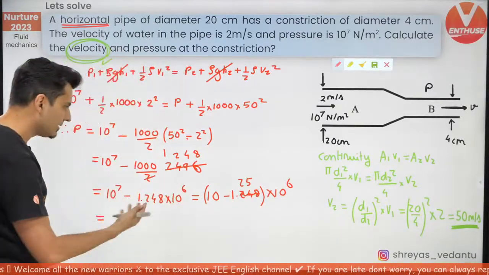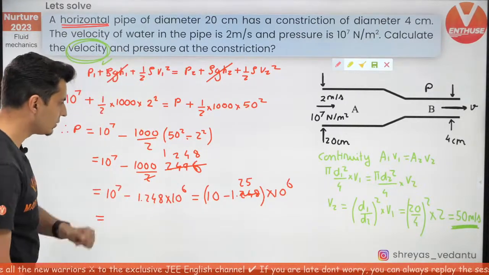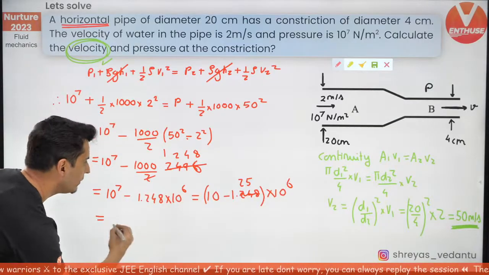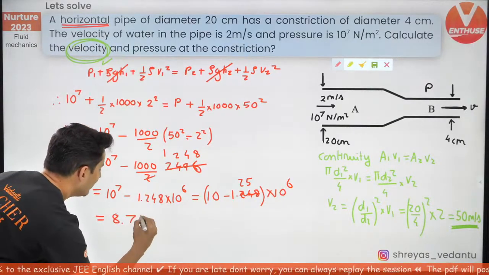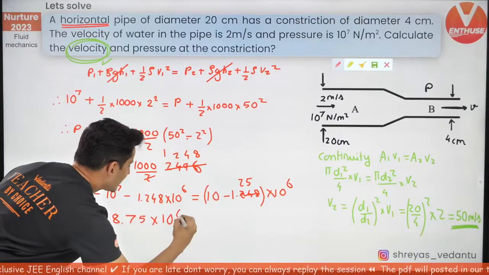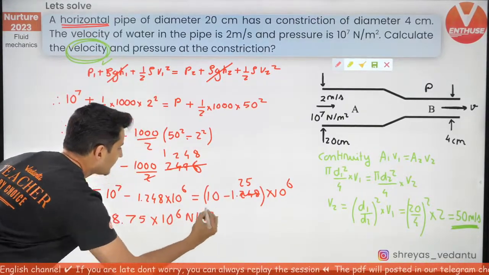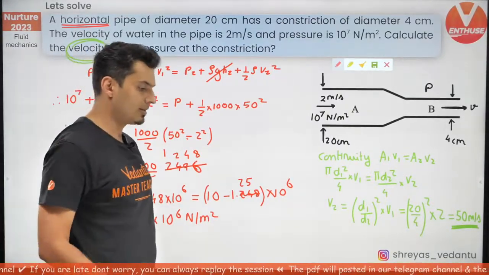Keep it till 2 decimals. We generally find the answers till 2 decimals. So 1.25. So this will become 8.75 into 10 to the power 6 Newton per meter square. Just check this out. See if this makes sense.